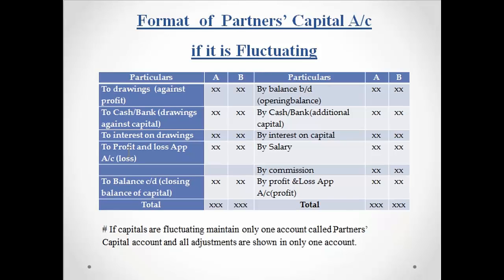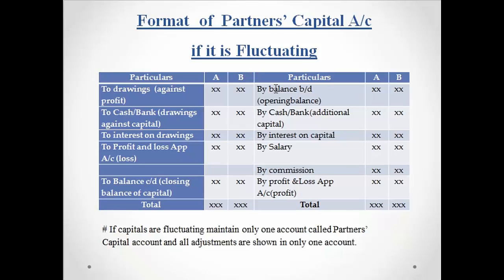Okay, look at the next item. 2. Profit and loss appropriation account. The firm has to make an account which is called a profit and loss appropriation account to find out the amount of divisible profit or divisible loss. And if there is a divisible profit, that amount should be taken to the credit side in a partner's capital account. And if there is a divisible loss, that amount should be taken to the debit side in a partner's capital account if it is fluctuating.